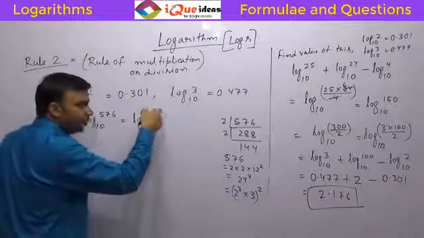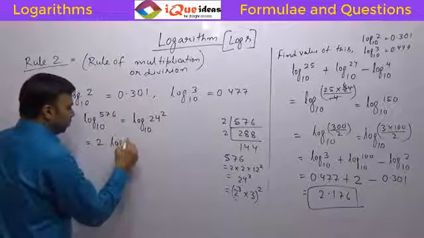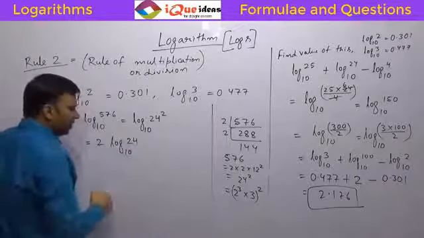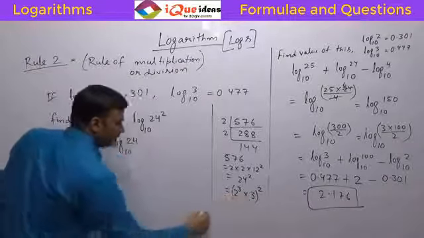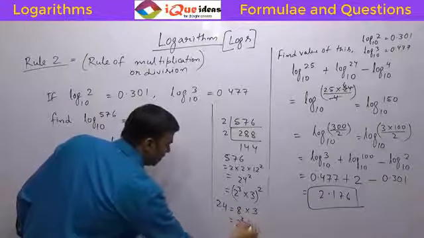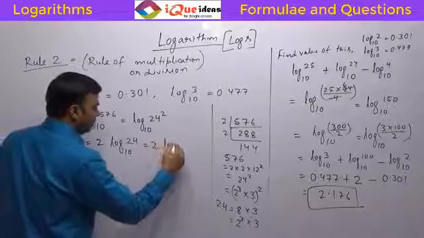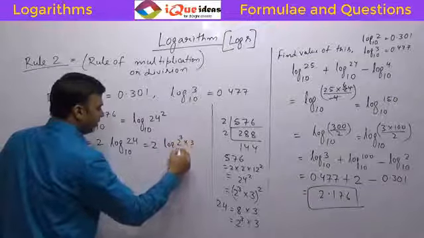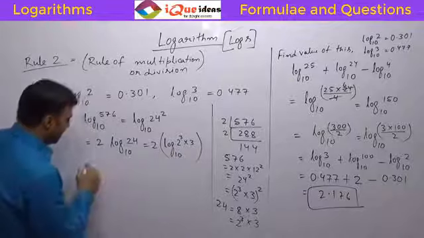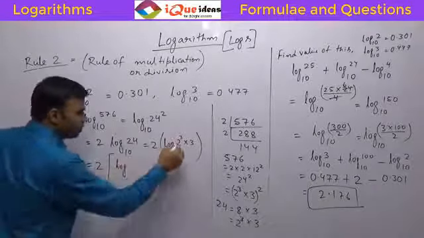What will happen is, because it is a power, the 2 will come outside. So it becomes 2 log 24 to the base 10. Right? Now this 24 is 8 into 3, which is eventually 2 cube into 3. So what we can do here is write it as 2 log of 2 cube into 3 to the base 10. So this 2 is completely outside, and inside we have log of 2 cube into 3.